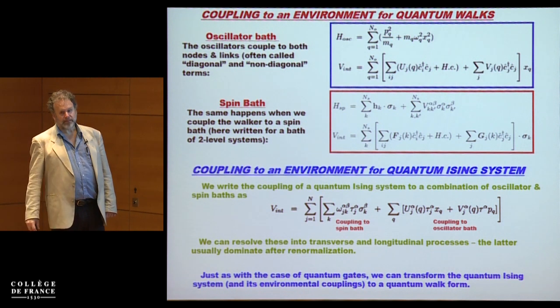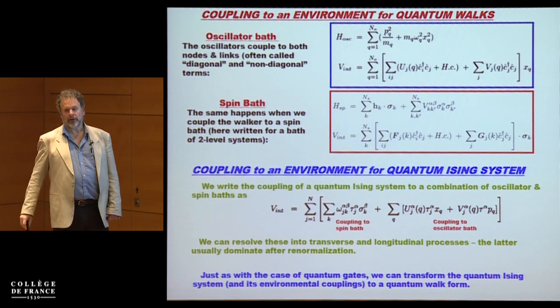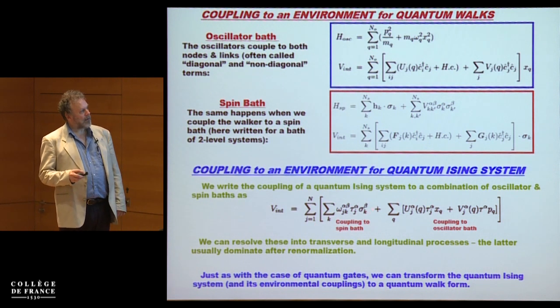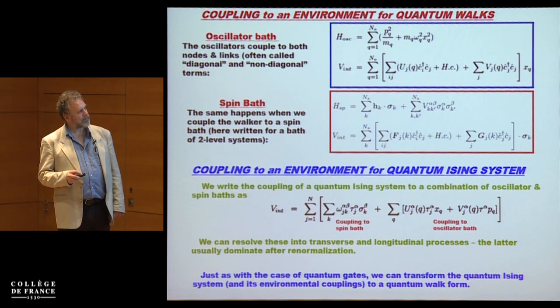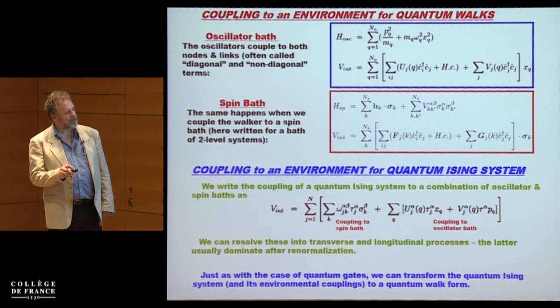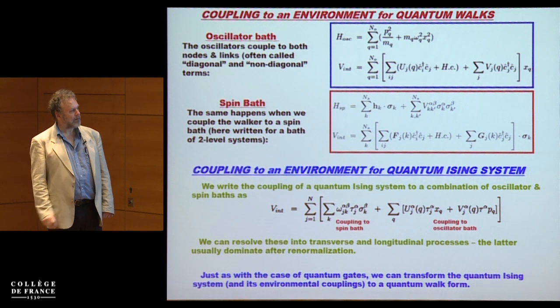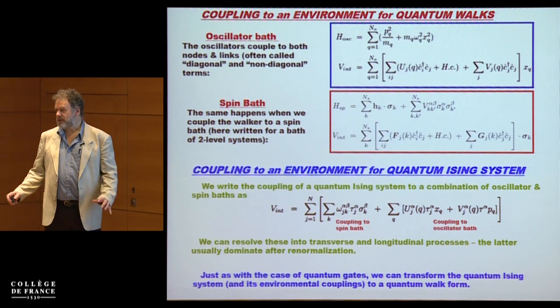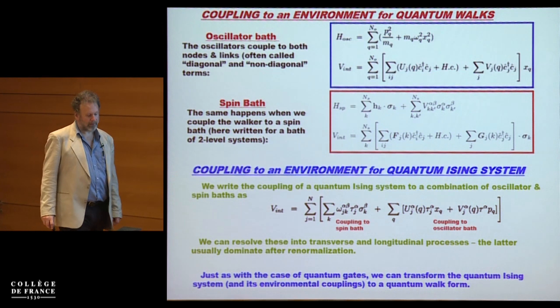If you want to write things in terms of spins rather than quantum walks, then again, well, this shows the interaction between a quantum Ising spin system with spins tau and a set of sigmas which represent the bath spins. And here we have the most general coupling. It's a tensor coupling to the spin bath, and then these would be the interactions between the spins and the oscillators. And here I'm showing interactions to both the position coordinate and the momentum coordinate of the oscillator bath. Okay, so these are the general interactions that one deals with.